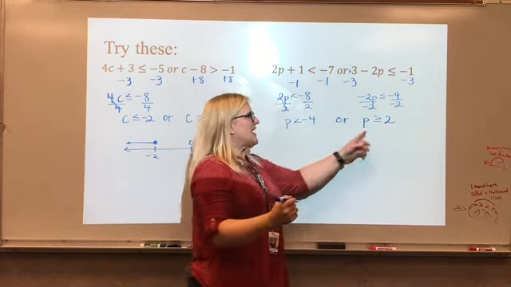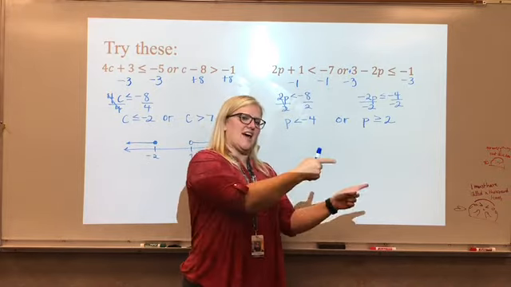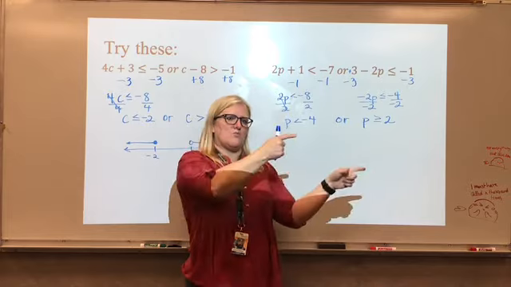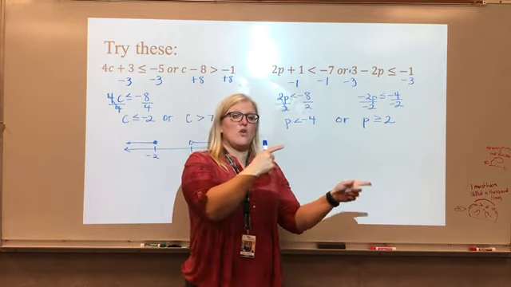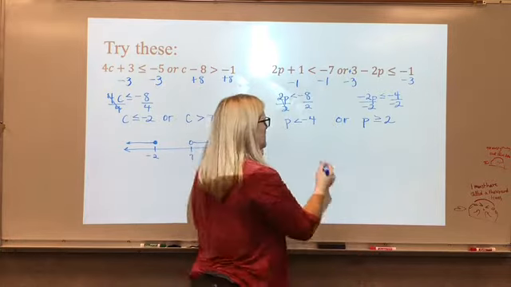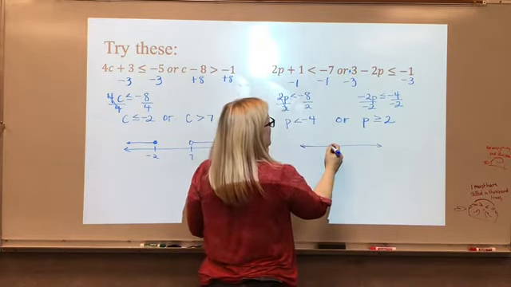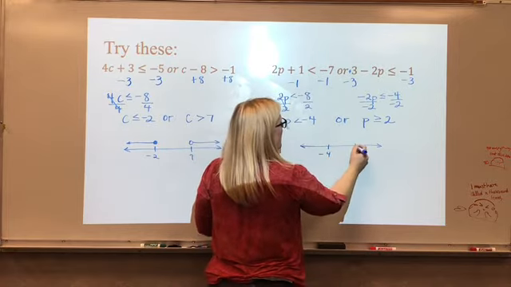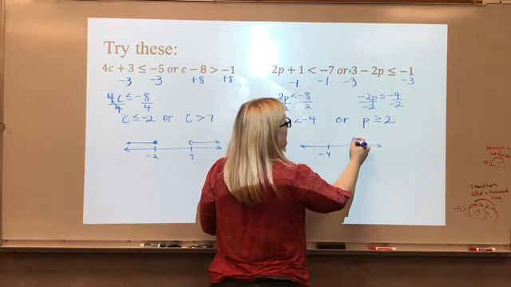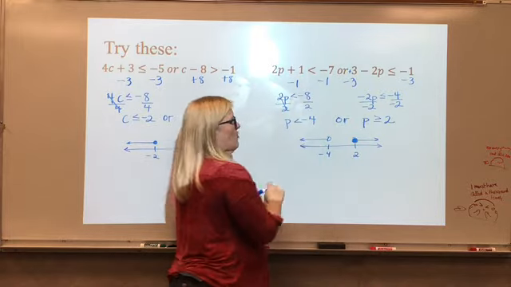Now if I forget to flip the sign here, I'm going to have an inequality that's going to have 2 arrows pointed in the same direction. And you know that with an or, that can't be because they have to go in opposite directions. Okay. So I have p is less than negative 4, and it's greater than or equal to 2.